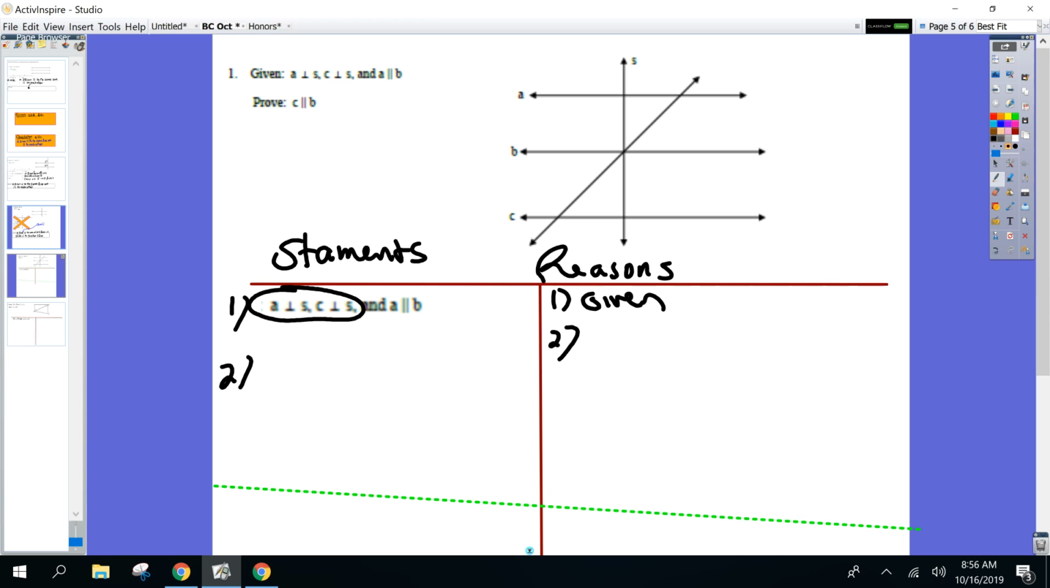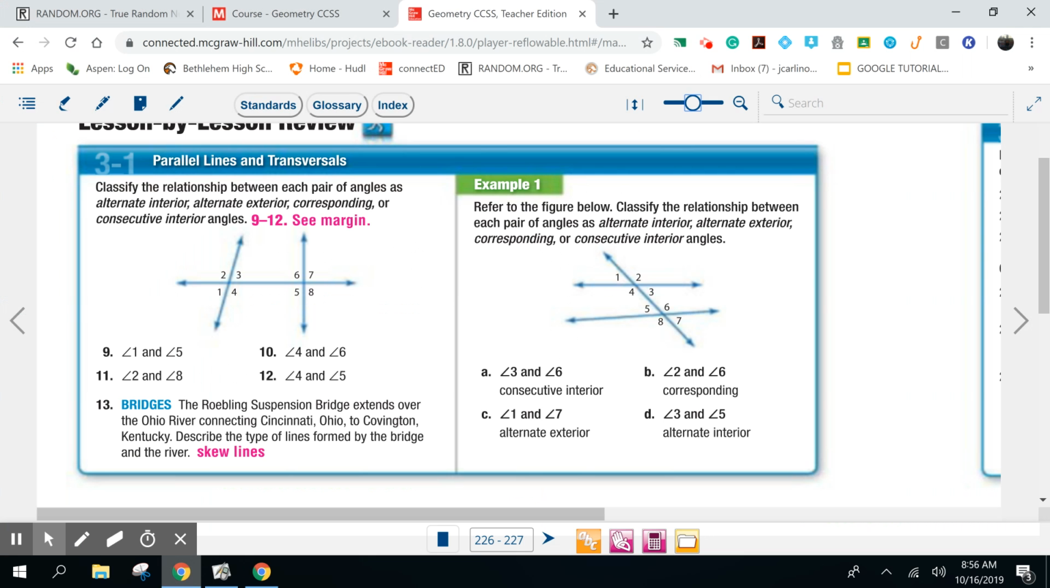I'm trying to get you guys to solely use the three theorems we've had and not introduce anything about right angles being congruent. All right, here you go.